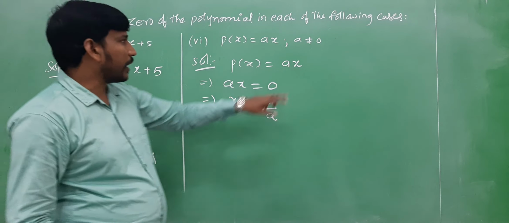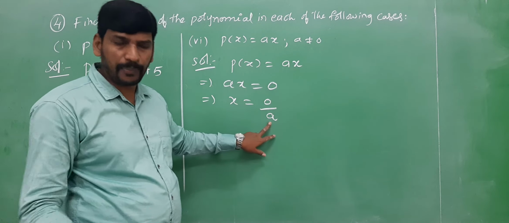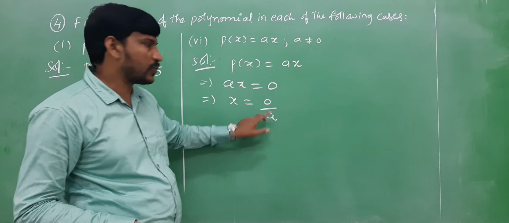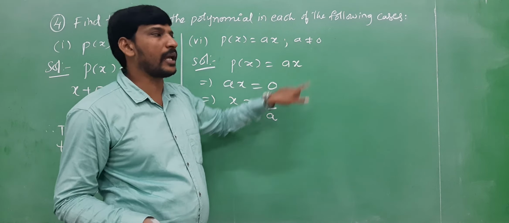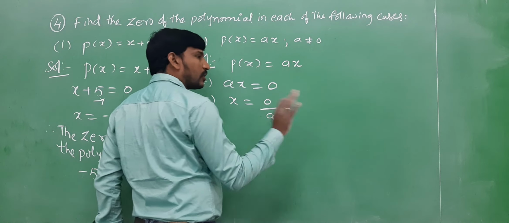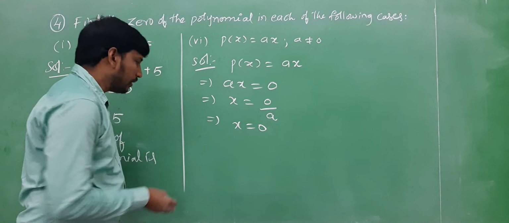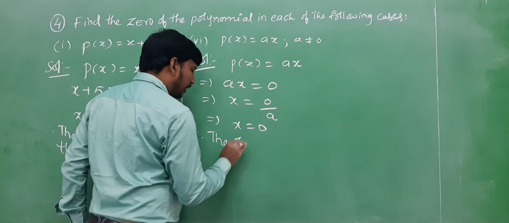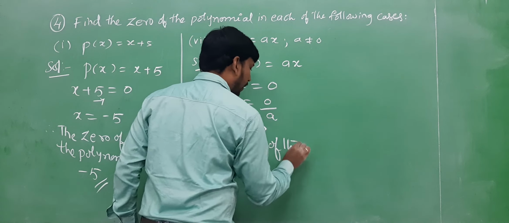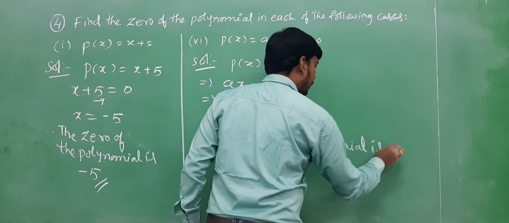So the given condition is a not equal to 0. That means suppose think that a equal to 0, it is 0 by 0. You cannot find out the value of 0 by 0. That's why the given condition is a not equal to 0. A can be any real number other than 0. 0 by something is always 0 only. So therefore here x is equal to 0. Therefore the 0 of the polynomial is what here? 0. The 0 of the polynomial is 0.